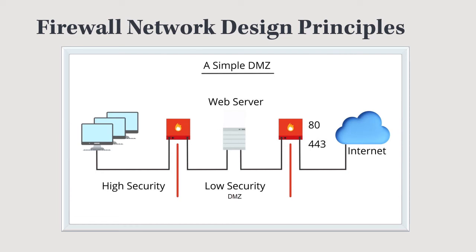That first firewall is going to allow typical web traffic, HTTP on port 80 or HTTPS on port 443, directly through to the web server. But then we've got a higher security firewall on the other side between our intranet and the DMZ. So if somebody were to come in through the internet and compromise our web server, they're still not going to get into our private network, and they're not going to have access to our company files, information, and resources.